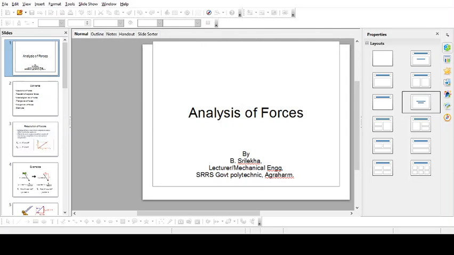Next coming to composition of force. This is vice versa of resolution of force. Say if you are having two or more forces, you are replacing those two or more forces with a single force which will have the same effect. So that is nothing but composition of forces.